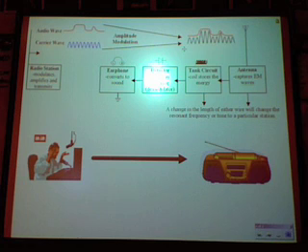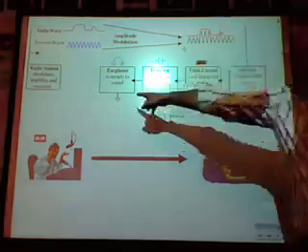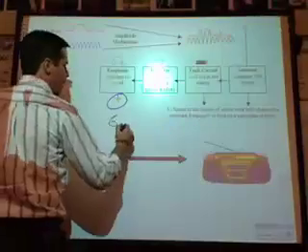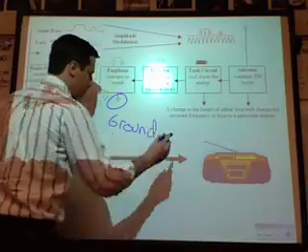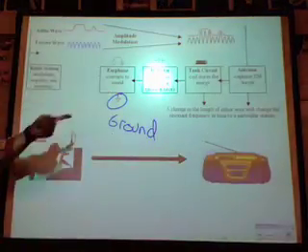No. Think you're an electron. What are you looking for? Where would you like to go? To the ground. Here's your bait right here. This connection is called the ground connection. And I want you to think of just kind of what's shown there.